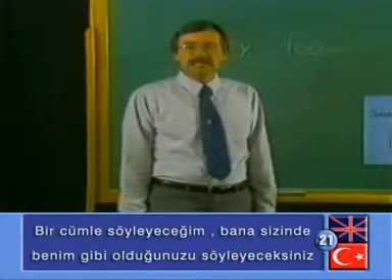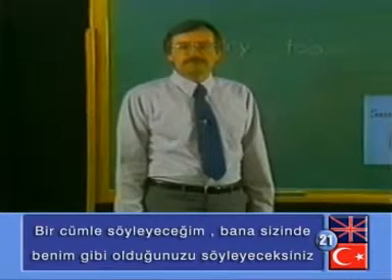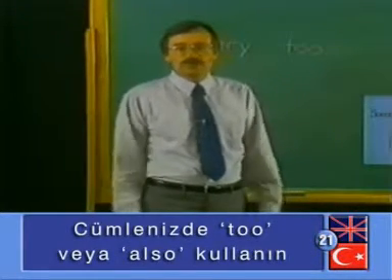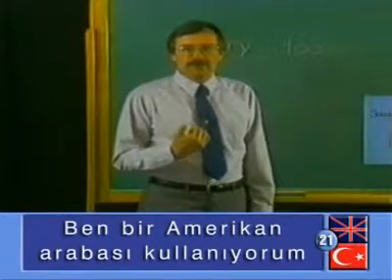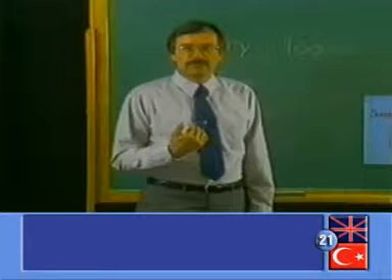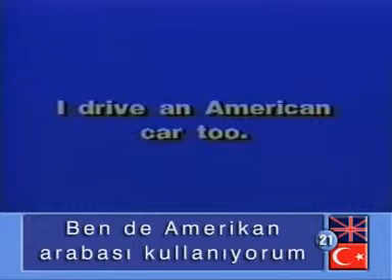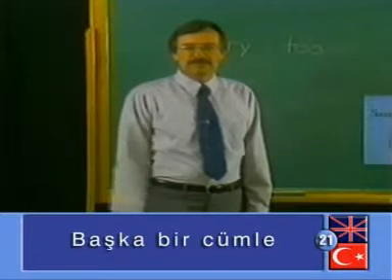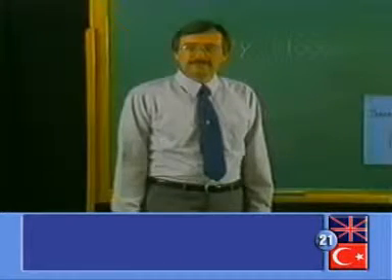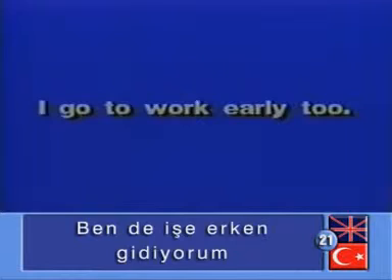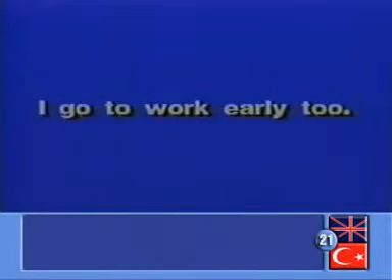I'll say a sentence and you tell me that you're like me. Use to or also in your sentence. Here we go. I drive an American car. You probably said, I drive an American car too. Or I drive an American car also. Another sentence. I go to work early. You probably said, I go to work early too. Or I go to work early also.